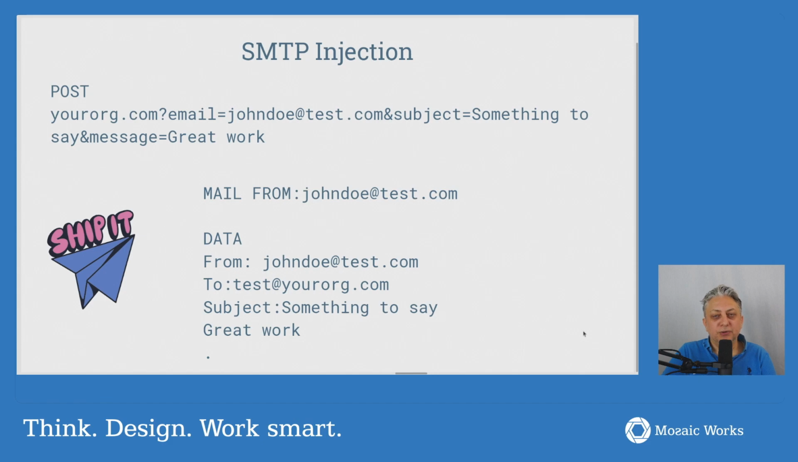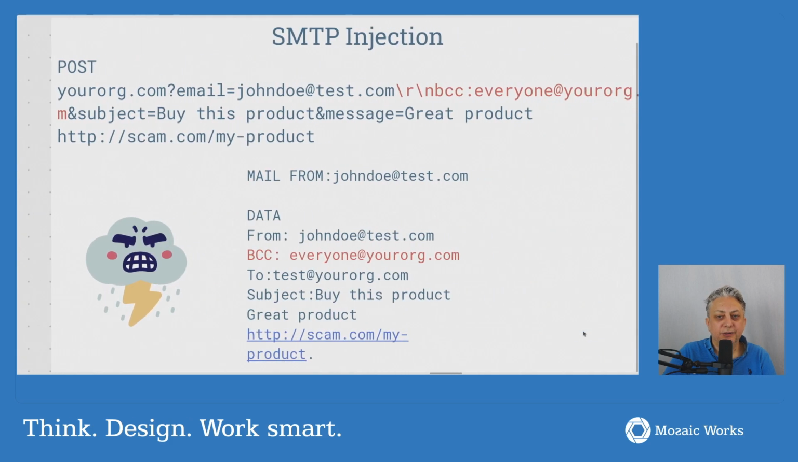This is what you end up with. This is SMTP. You have a header part, mail from johndoe@test.com. Then you have a data part, and then you have the various strings from johndoe@test.com to test@yourorganization.com, subject, something to say, and then the body, great work, and then it ends. Cool.